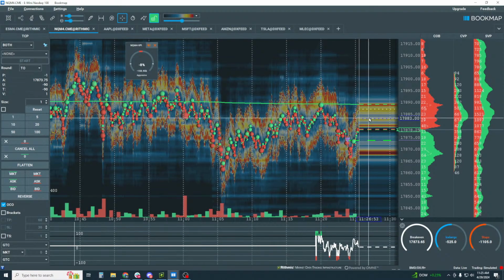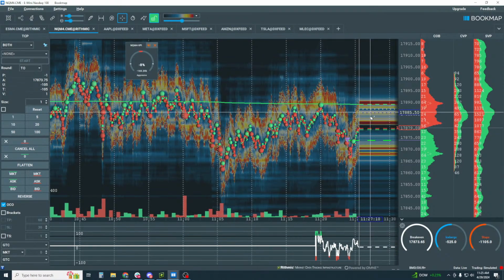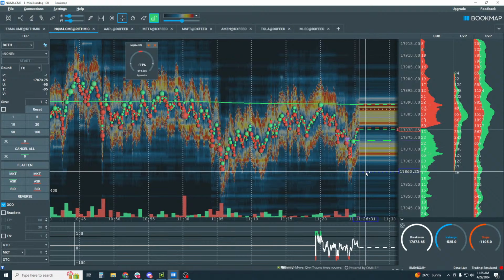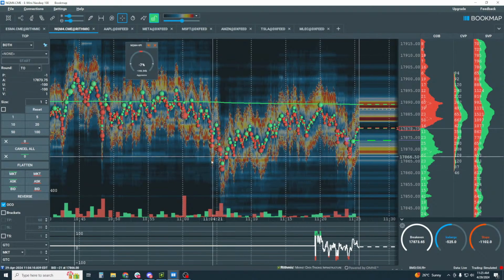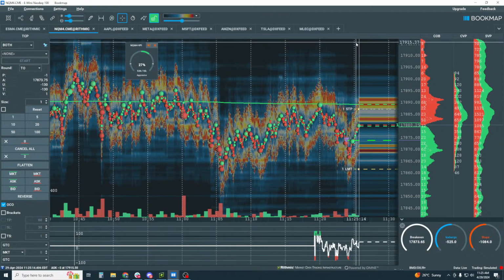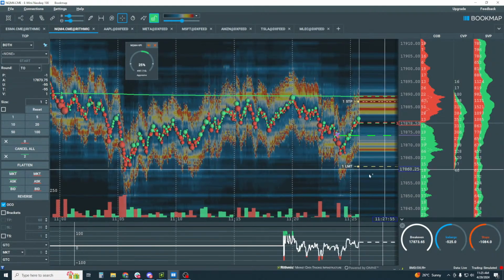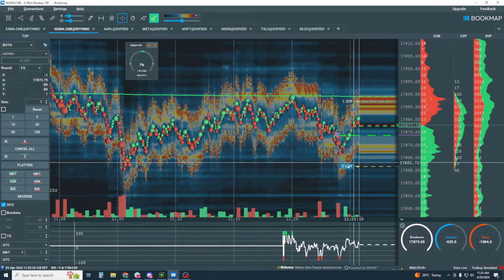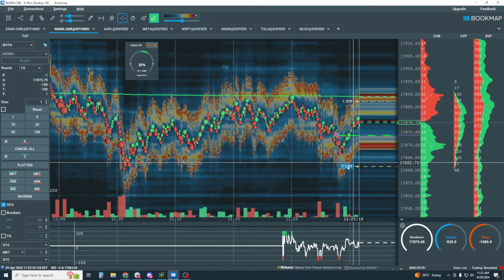Okay, and now I got to set my other order. I'll go down below current price, and then I'm going to left click. Okay, and I'm going to left click down here at the swing low. Right, and there we go. All right, so now here's my stop, and here's my limit take profit.